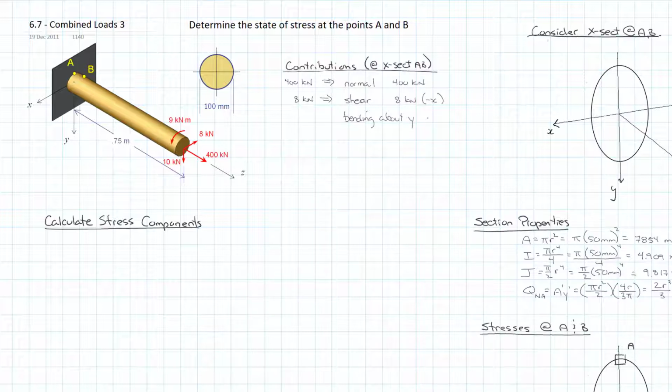If I want to know what that value is, M sub y is equal to our 8 kilonewtons multiplied by the perpendicular distance, which is 0.75 meters. And that's equal to 6 kilonewton meters. Oh, I thought I was going to run out of space there. And so that's the only contribution the 8 kilonewtons make.